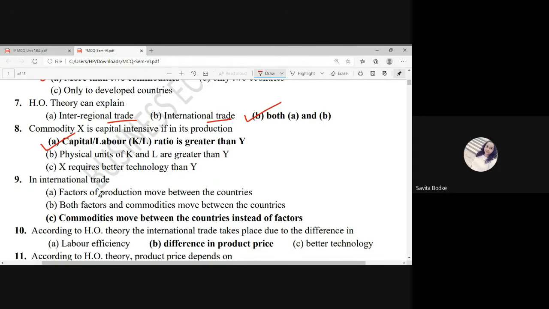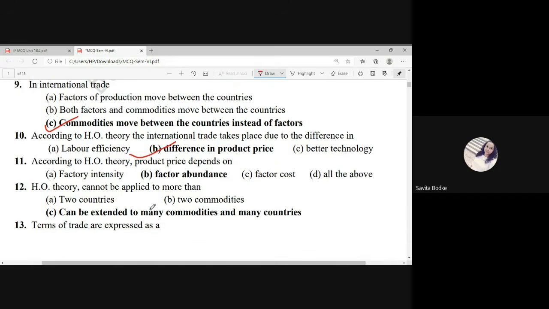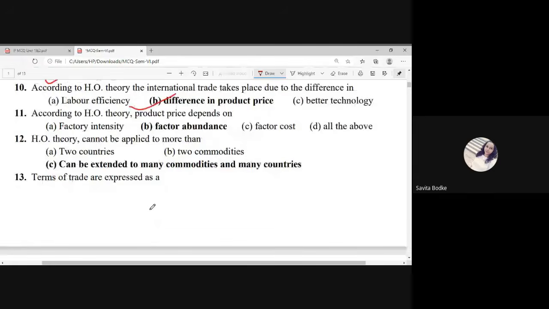Next one is, in international trade, the commodities move between the countries instead of the factors. 10th MCQ, according to the HO theory, international trade takes place due to the difference in product price. Next one is, according to the HO theory, the product price depends upon the factor abundance. Next one is, HO theory cannot be applied to more than. The appropriate answer is, can be extended to many commodities and many countries.